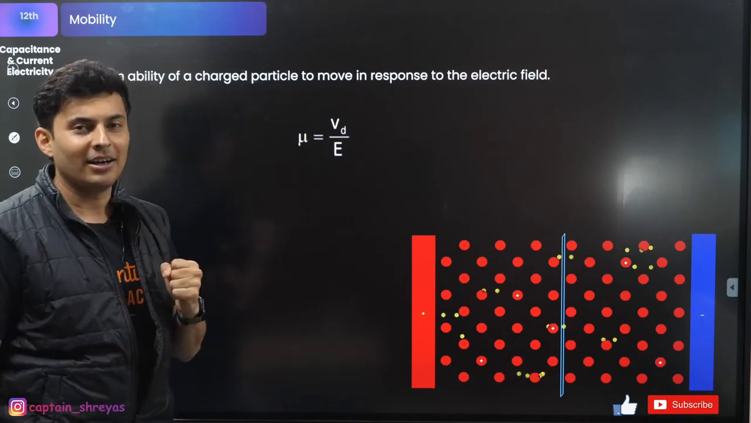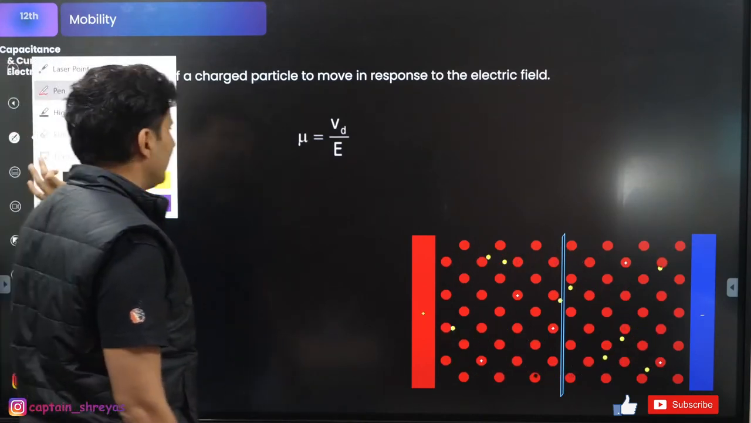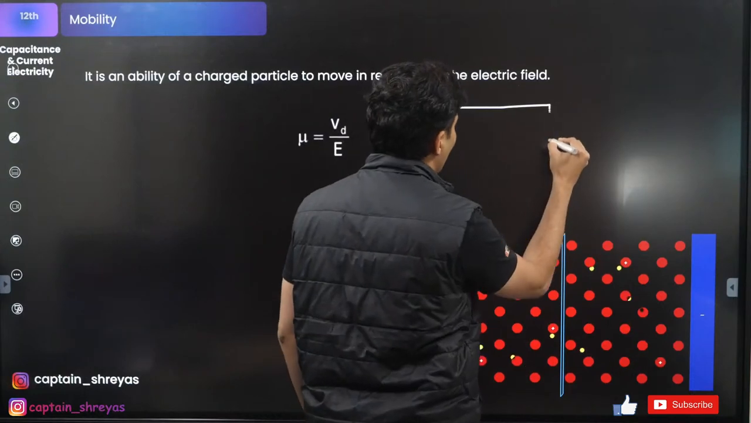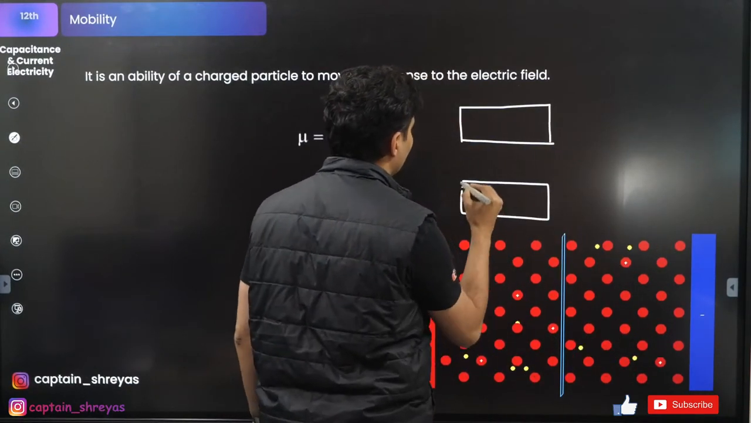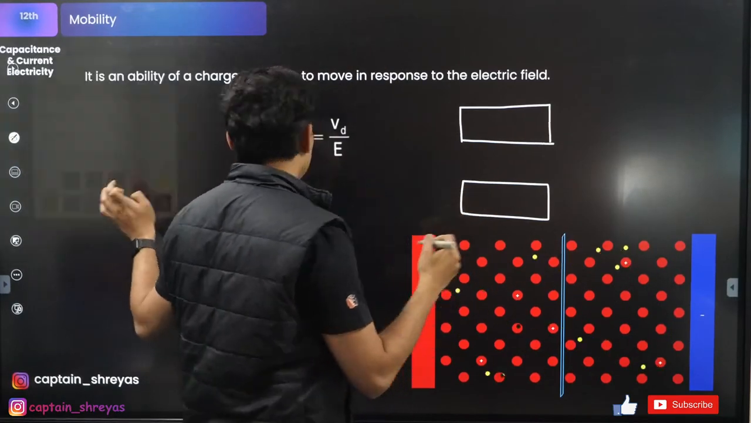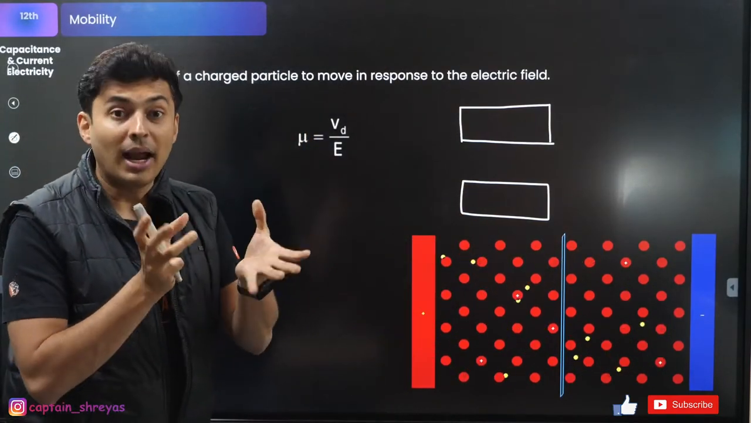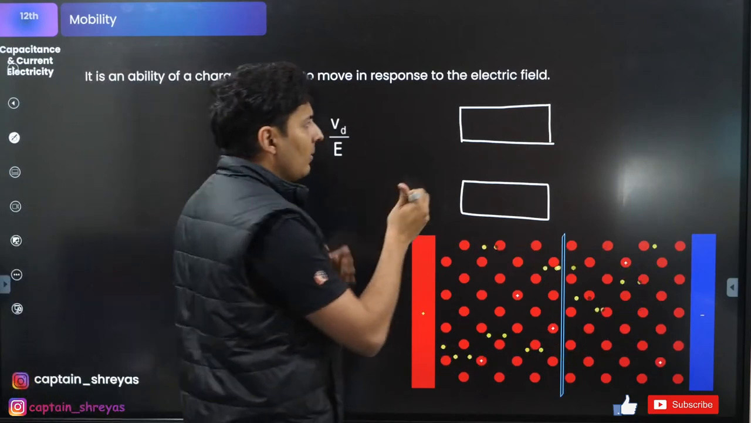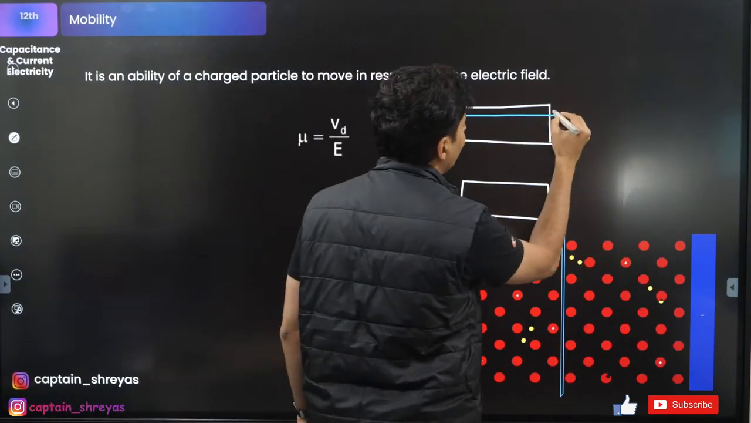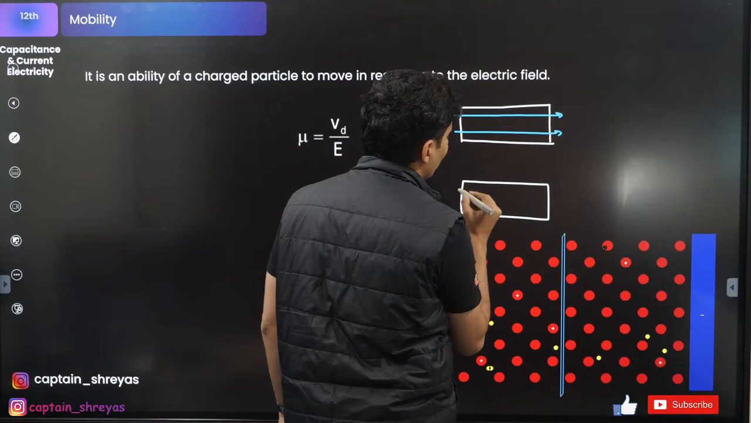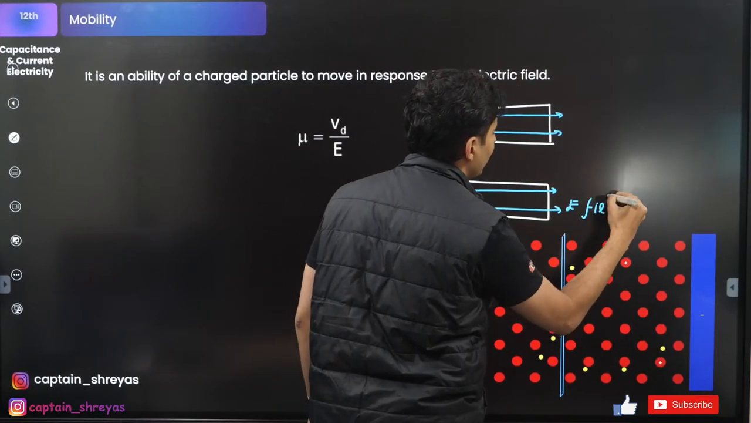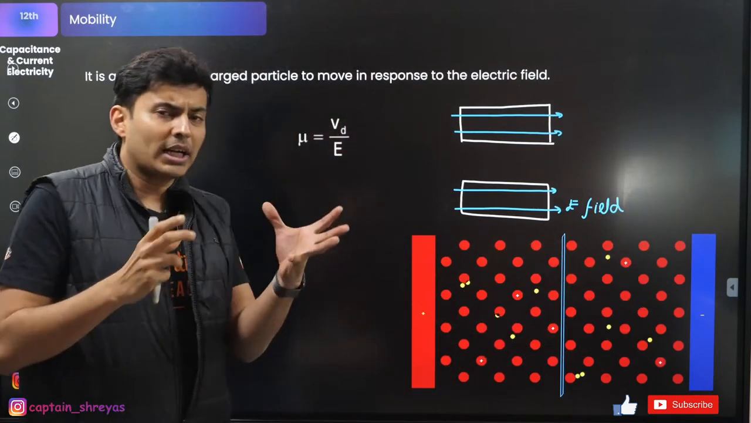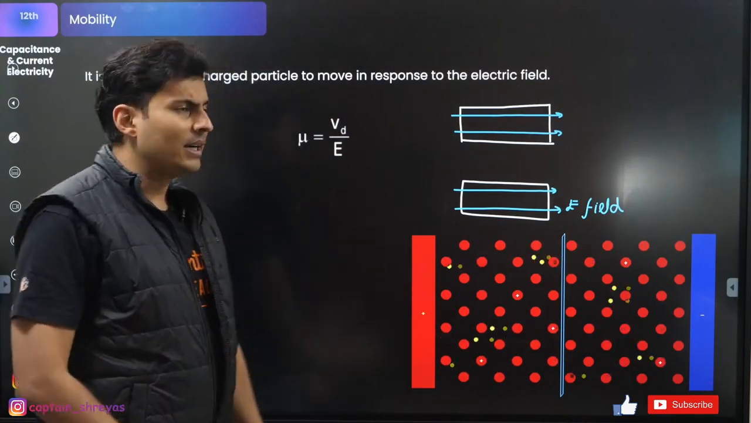How mobile they are. What do I mean by this? Understand. Imagine I have a conductor. This is a conductor and this is another conductor. I apply a voltage battery to it. So what will the voltage difference do? It will create an electric field. So there is an E field created inside of it. So both the conductors, you will see there is an electric field created.